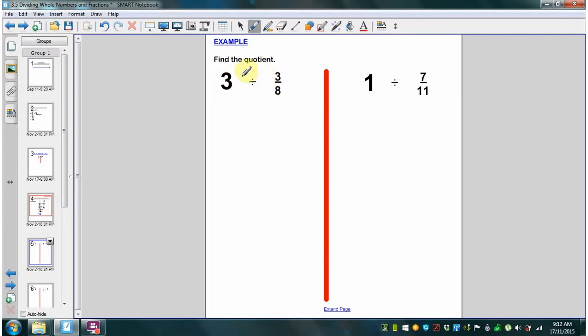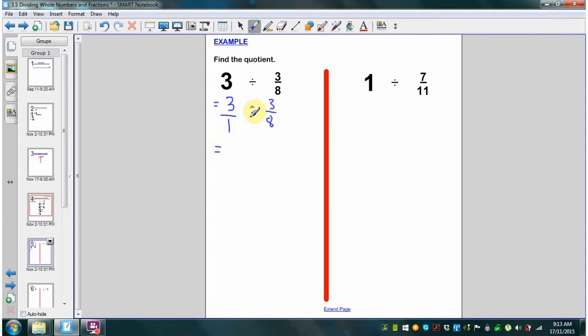Okay, so what's our first step when we're dealing with whole numbers and fractions? We make this into a fraction by putting it over 1. So 3 over 1, divided by 3 over 8. Perfect.